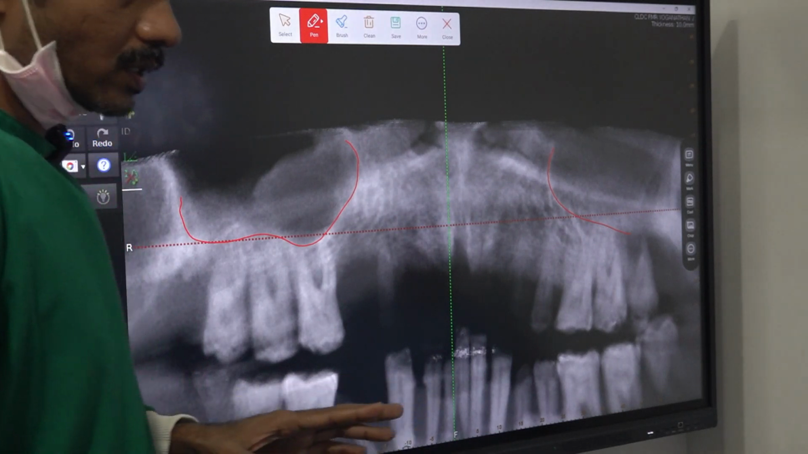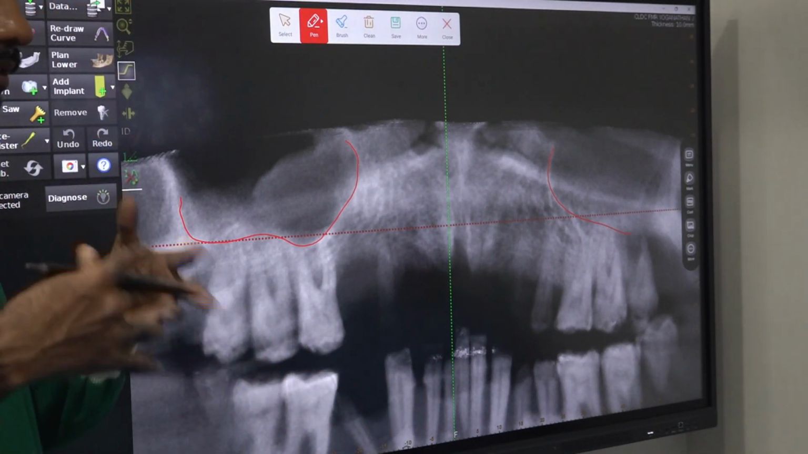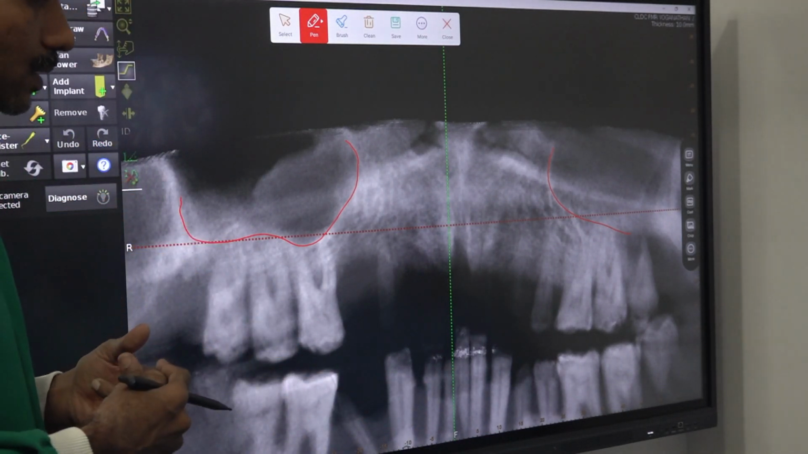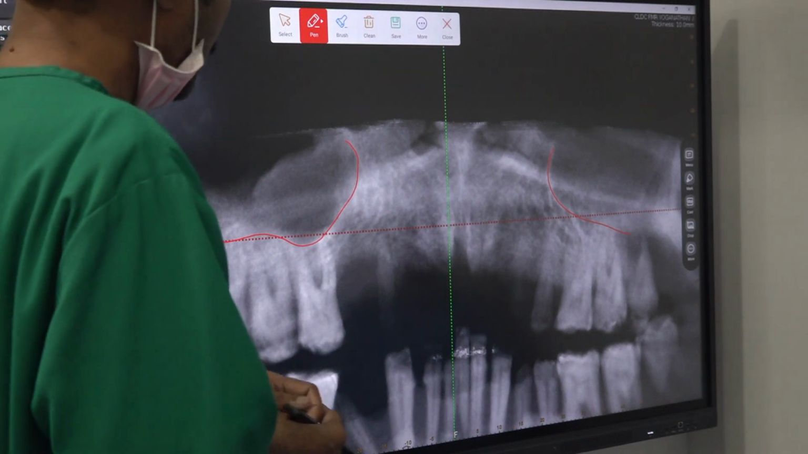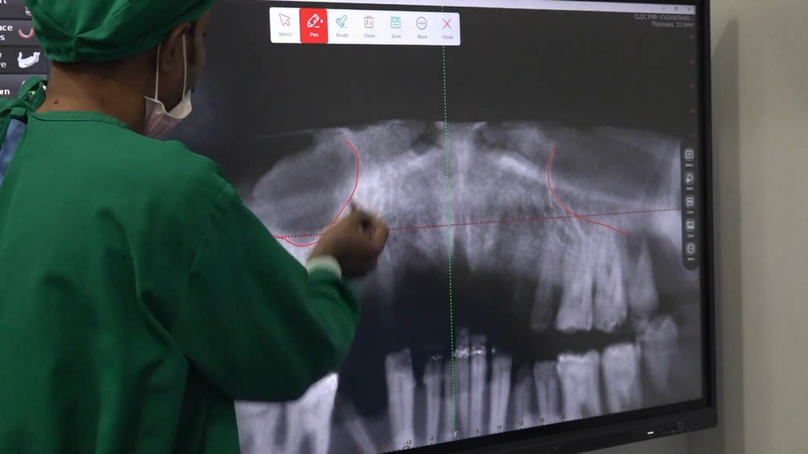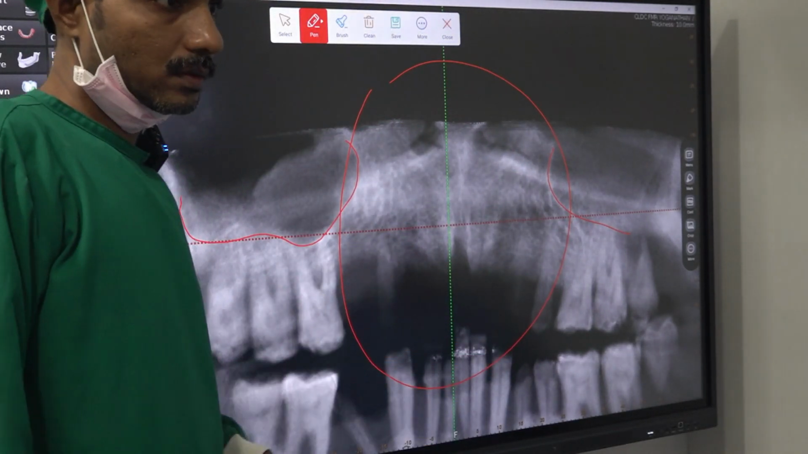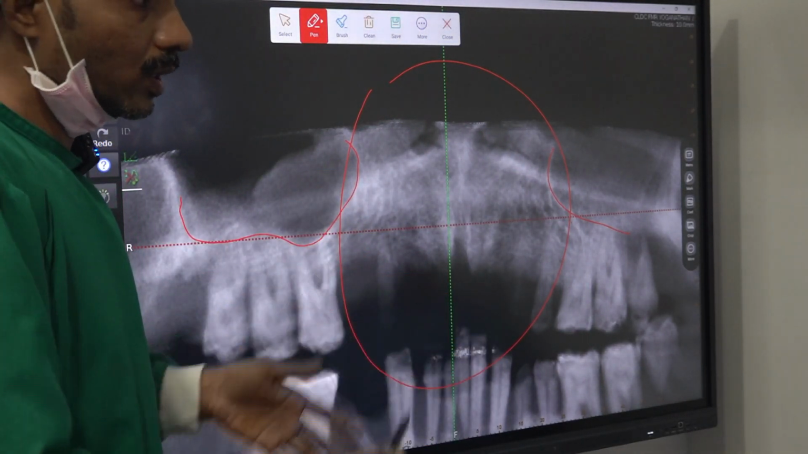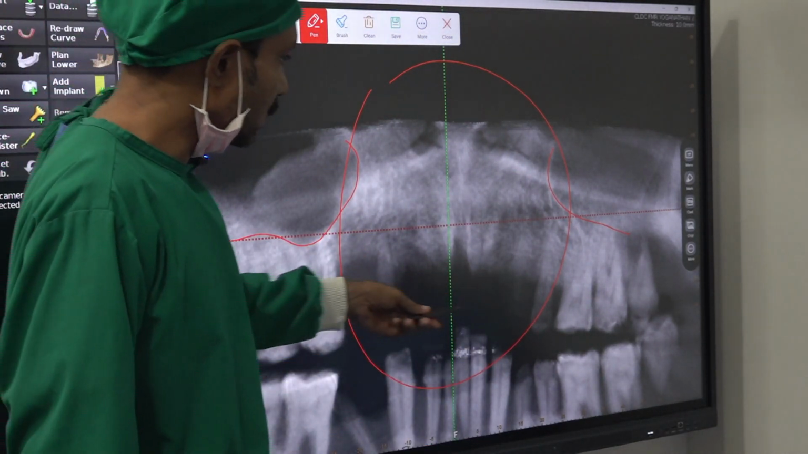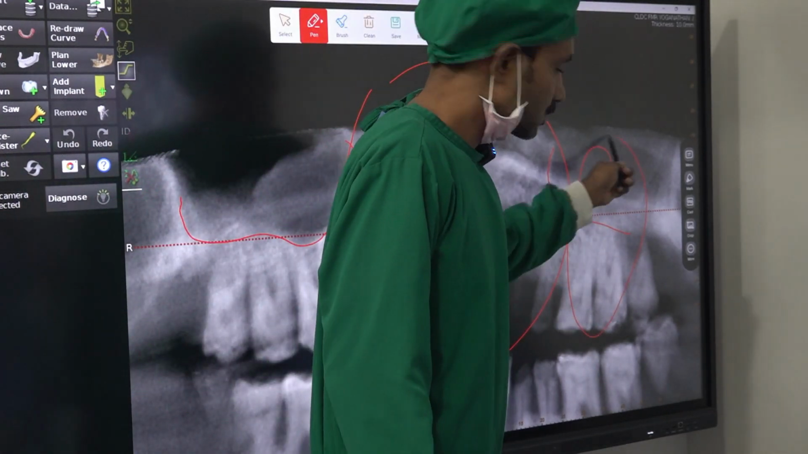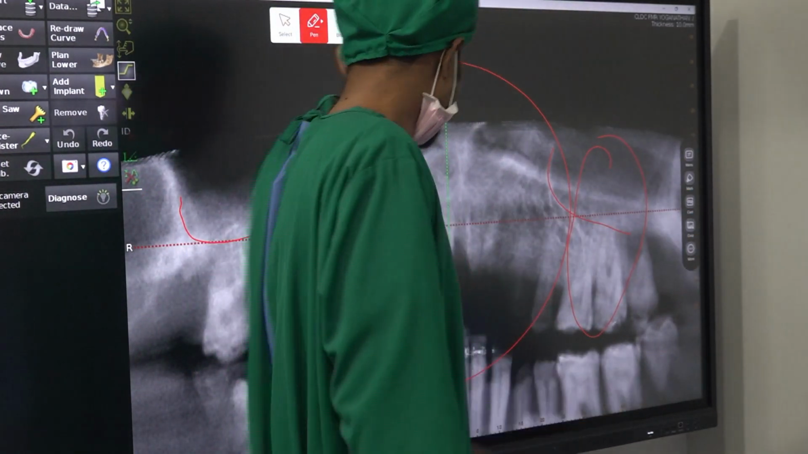Because zygoma is quite successful, but when it comes to complications, there are some very difficult complications. So divide into 3 circles. The first circle is good from this view. We don't know the buccolingual view. The second circle here, it is good. Okay, so we don't have to go to the third circle.